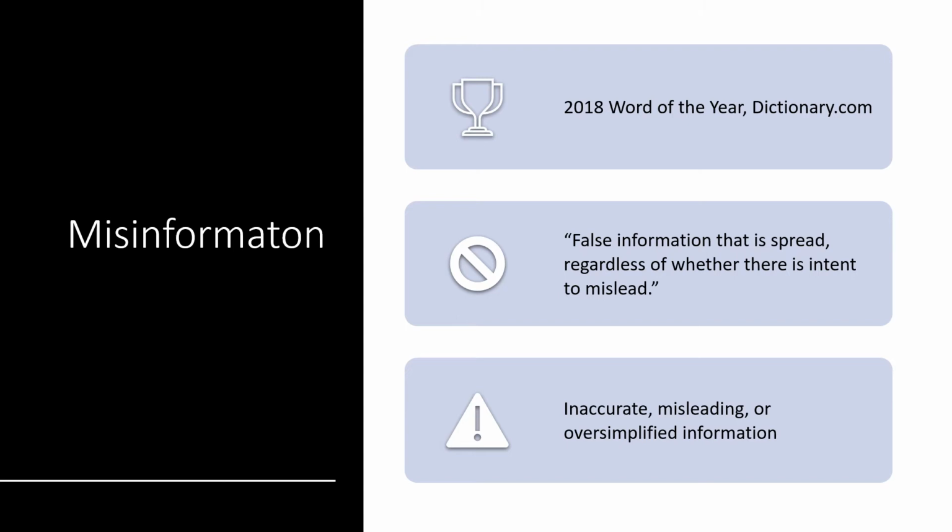Okay, so I'll give you some examples of this broader definition of what misinformation is. Misinformation is often inaccurate, misleading, and oversimplified, and that's where we can identify there may not necessarily be an intent to mislead, but regardless, it really is false information.